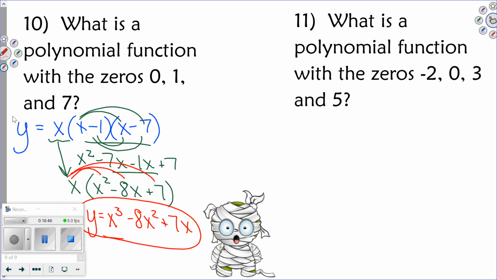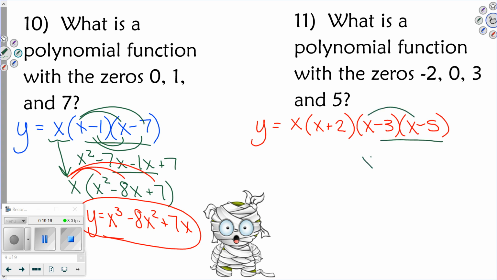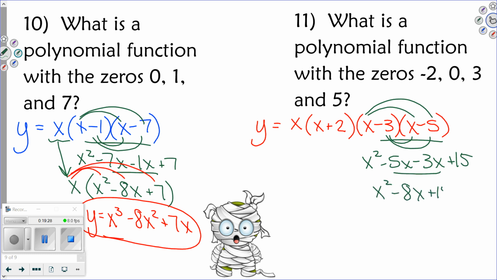All right, so then 11, y equals negative 2 came from x plus 2. The 0 came from an x. It's okay if I flip them out of order. I'm going to throw him out in the front. 3 was x minus 3, and 5 was x minus 5. There's your setup. What form is that? Oh, that's not standard. It's factored form. I don't want factored form. I'm going to start with the back two. So we get x squared minus 5x minus 3x plus 15. Like terms, x squared minus 8x plus 15.